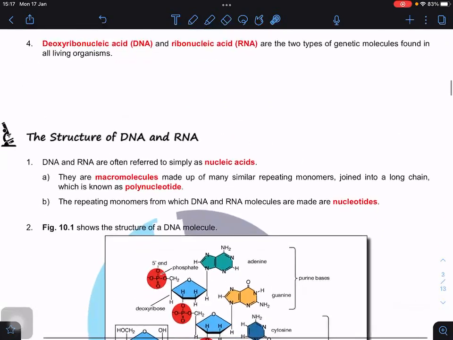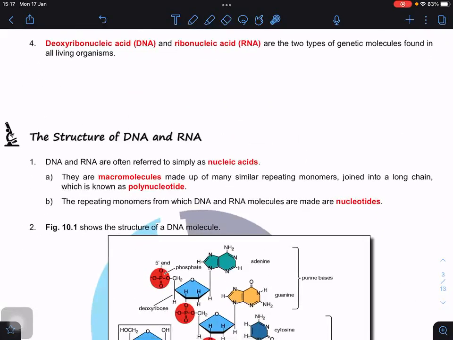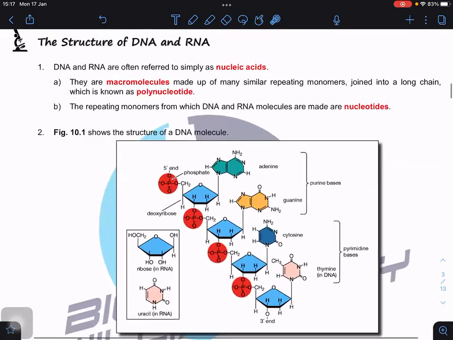In our syllabus, we are going to focus on two kinds of genetic molecule, DNA and also RNA. We have many kinds of RNA, so the RNA we learn here is in general. Let us look at the structure of DNA and RNA. DNA and RNA we call nucleic acids. From the word acids, we need to know why.